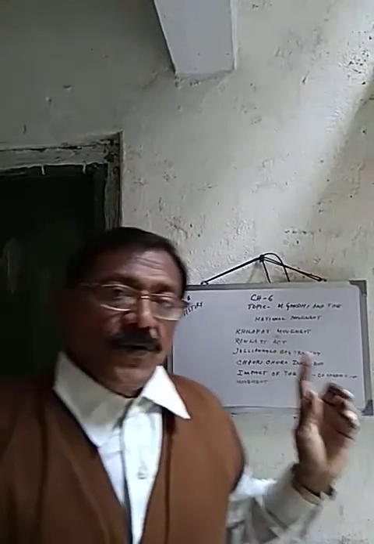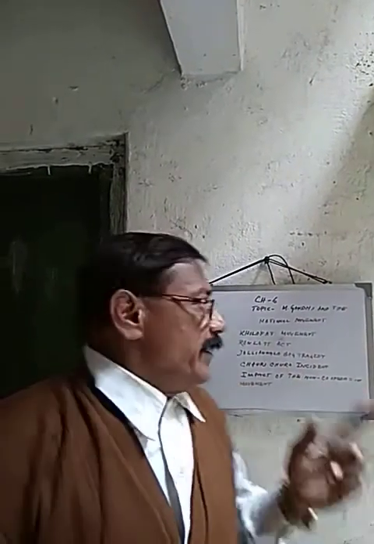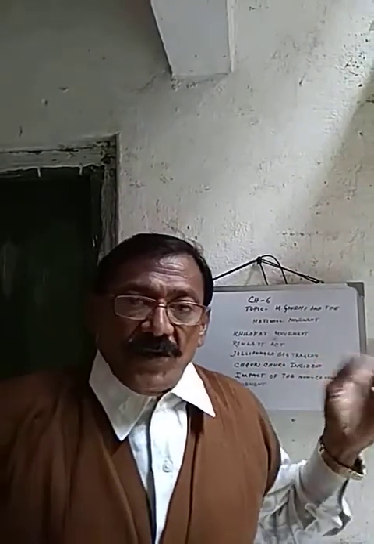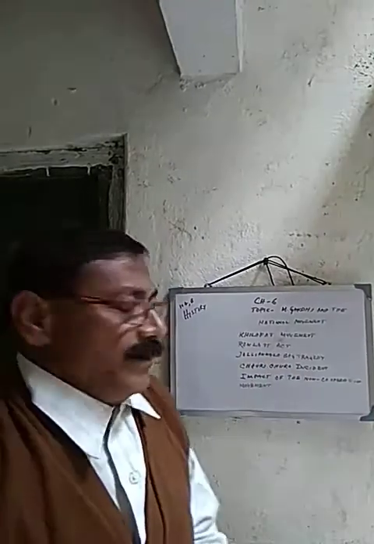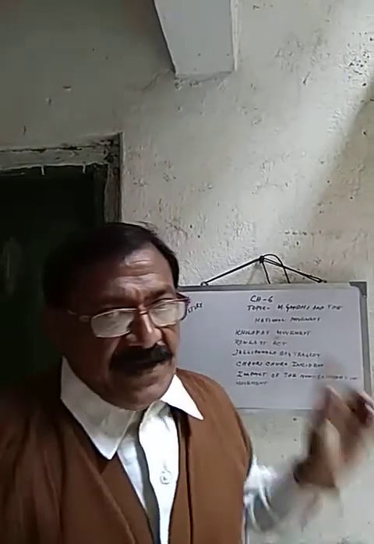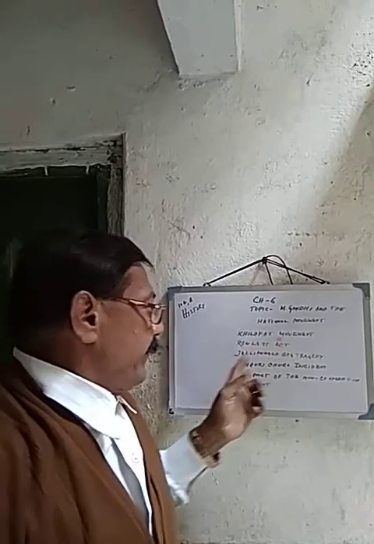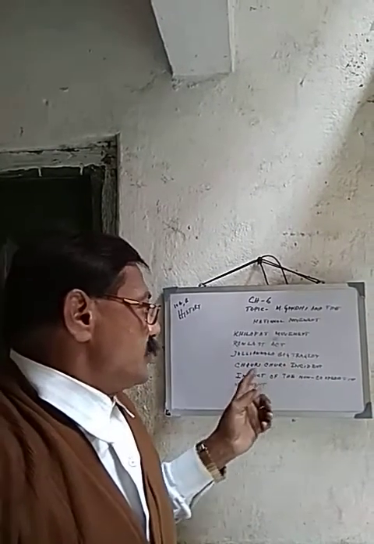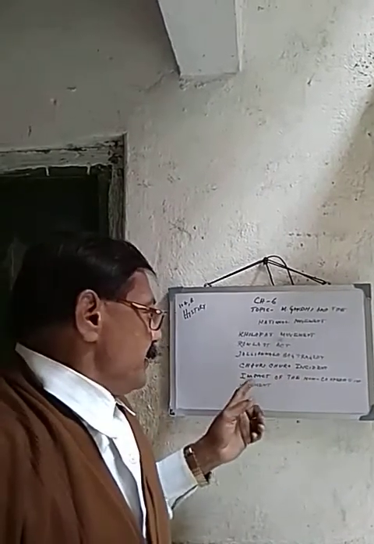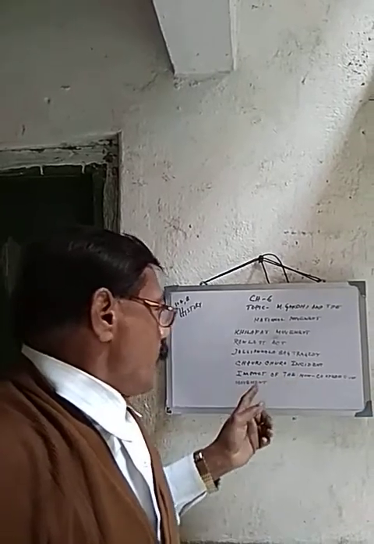The lesson I am going to re-explain is lesson number 6, Mahatma Gandhi and the National Movement. The points, as I mentioned on the board, please look at it: Khilafat Movement, Rowlatt Act, Jallianwala Bagh tragedy, Chauri Chaura incident, impact of the non-cooperation movement.